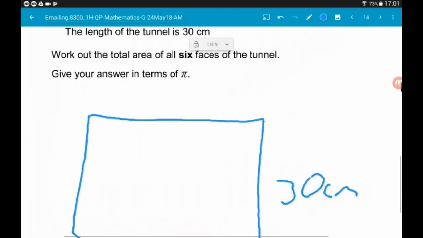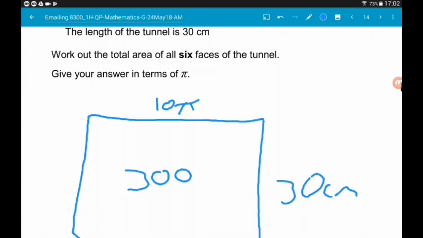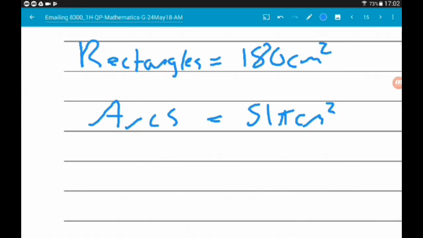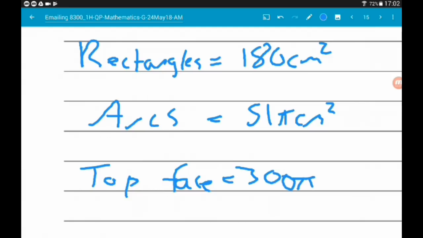So if this is 10 pi, the area of this rectangle then is 10 pi times 30, which is 300 pi. So we've got another area there to add to our collection. I'm going to call this the top face, and that is 300 pi centimeters squared.